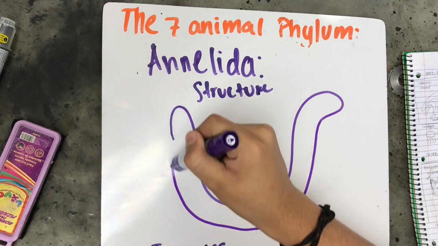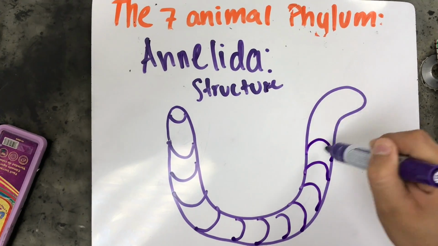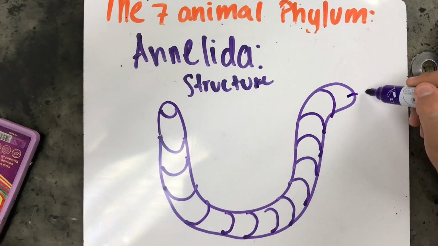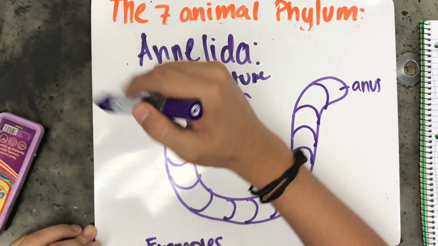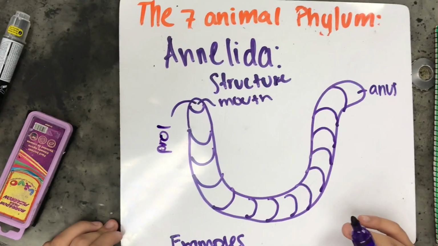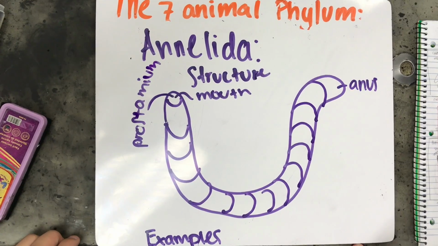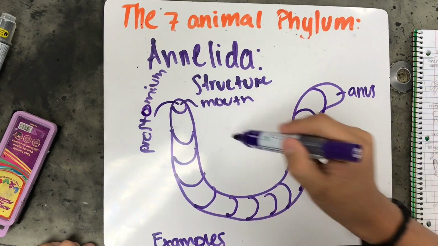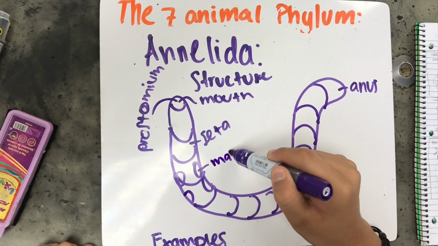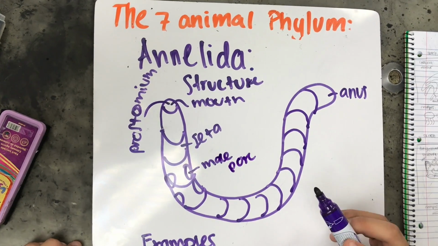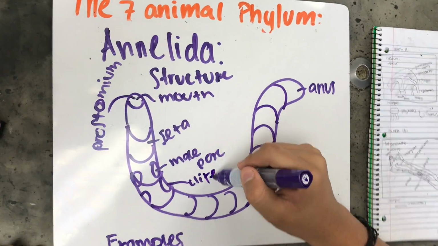Annelida. This drawing of the structure of the annelida consists of the mouth, seta, male pore, clitellum, and anus. Some examples are segmented worms like lugworms, earthworms, and leeches. These are unique because they are aquatic and live in rivers, estuaries, and mud. Others inhabit soil. All have bodies divided into sections called segments.